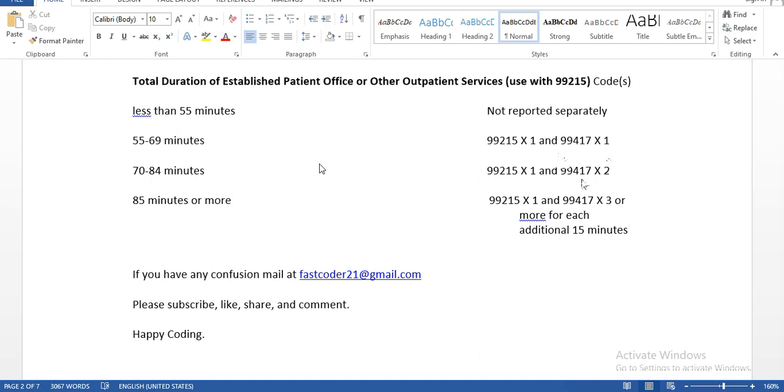So here you need to remember only one thing. In order to code 99417, you need to have a minimum of 15 minutes after 74 minutes for 99205 and 54 minutes for 99215. If you find 15 minutes, you can directly add 99417 for as many 15-minute intervals as you have.